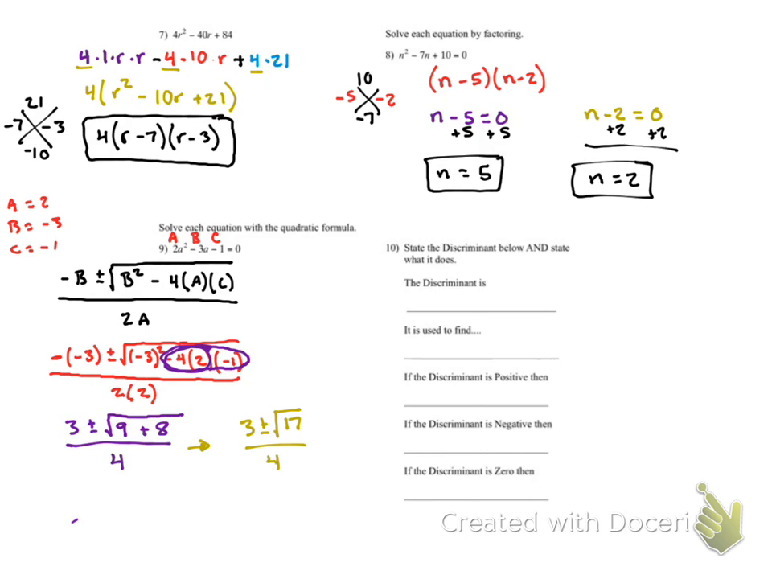So you always want to check to make sure: can you break this down? Can you make a factor tree for this and simplify any further? No, you can't. Can you simplify the 3 and the 4? No, we can't. So this is our final answer here. That's our solution.